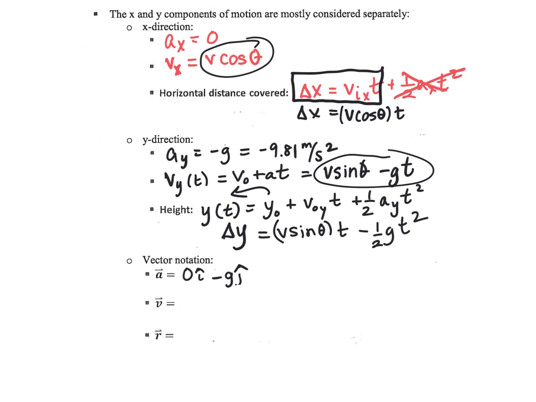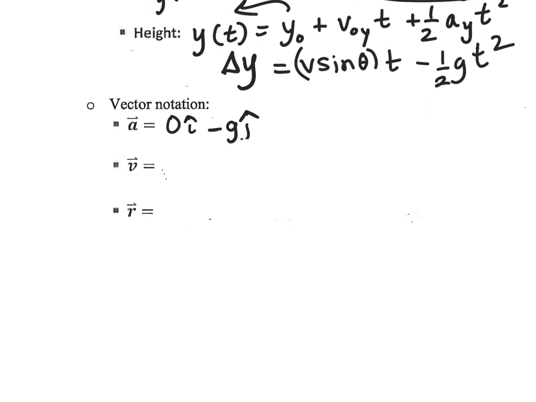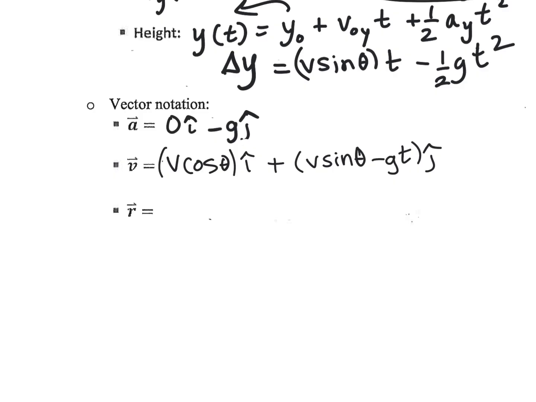So if we look at this, it's v cosine theta. I was right the first time. It's what? V cosine theta. V cosine theta in the i hat direction. Y'all stop me before I do something wrong again. V sine theta minus gt in the j hat direction. Golly. Because it's not changing in the x direction, is it? So it can't have a t.